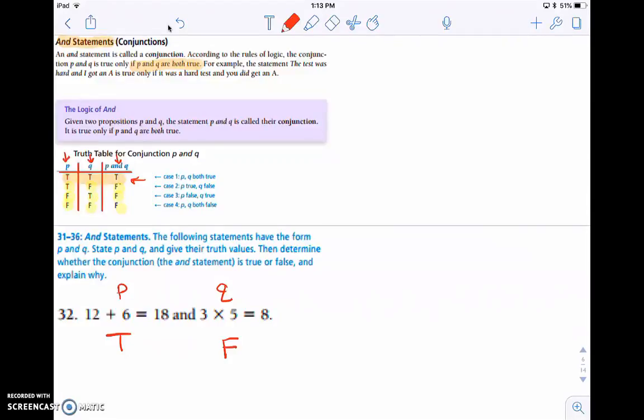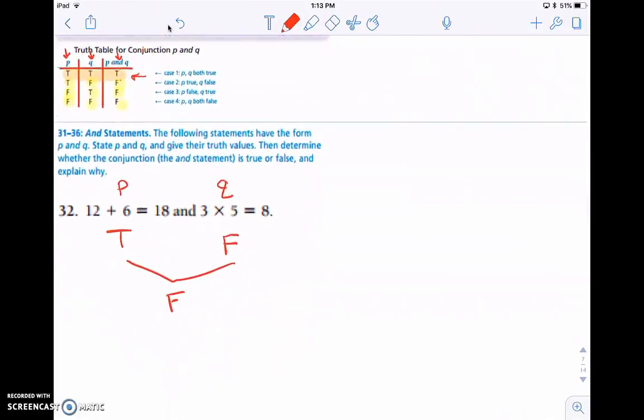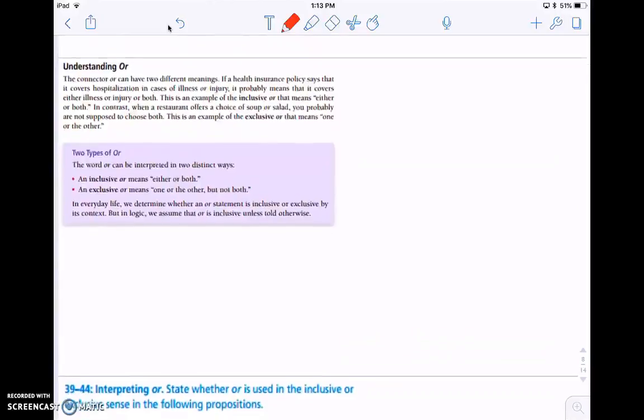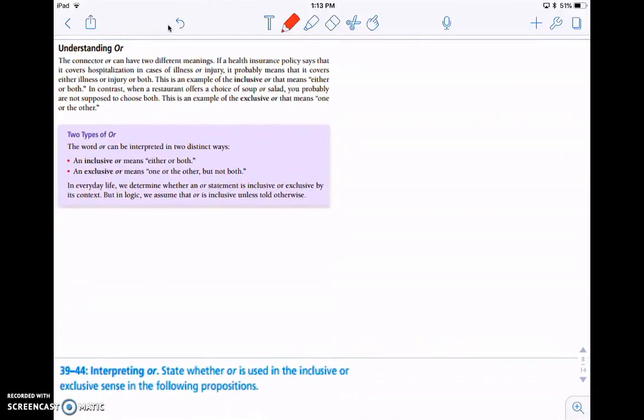So when we look at the and together here, that's going to be false, because the first proposition is true, the second is false, therefore the conjunction, the and statement, is false. Okay, another one of these logical connectors is the or statement. The or statement can be a little bit more complicated.